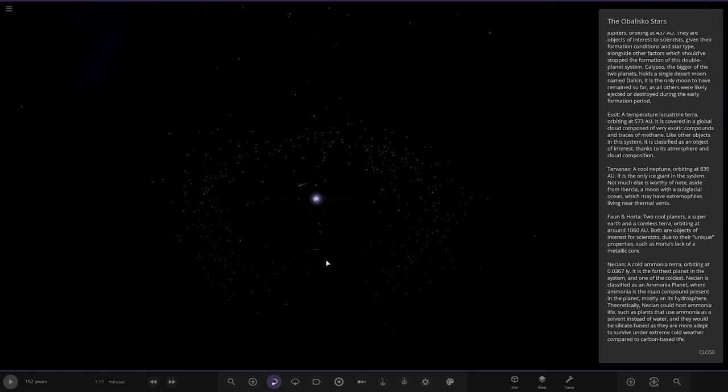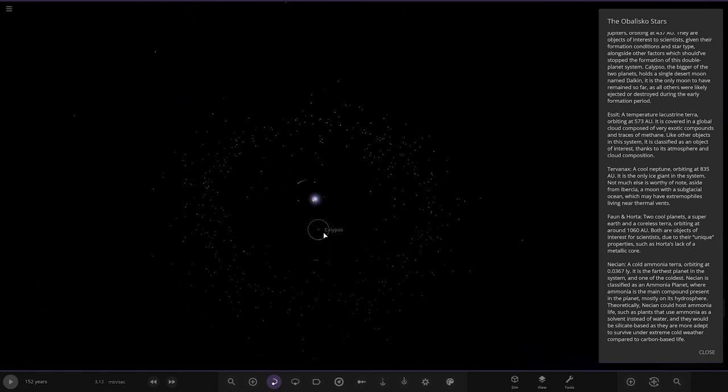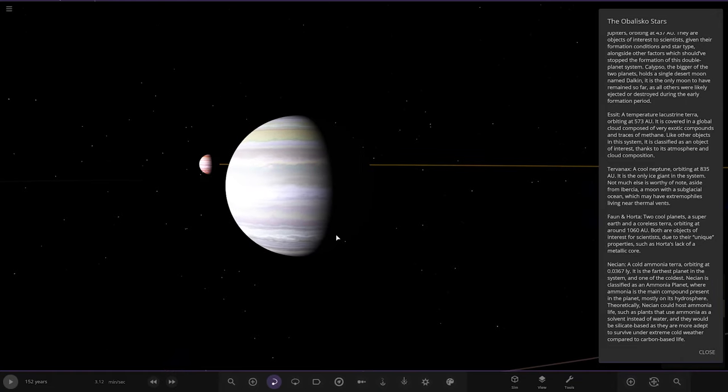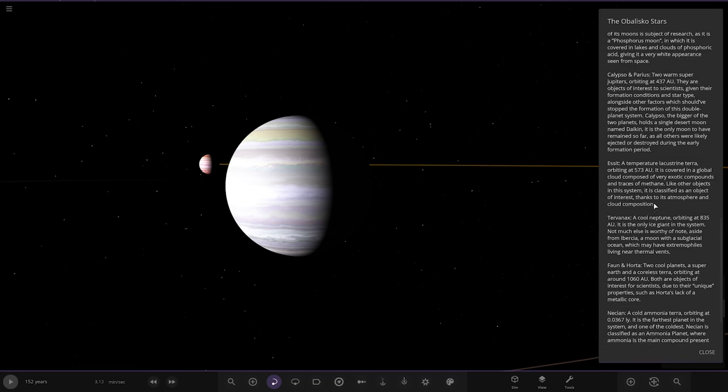So, moving on. There it is over here. Guessing it's a binary. It is. Two gas giants in close proximity. Two warm supertubes orbiting at 437 AU. They are objects of interest to scientists given their formation, conditions and star type, alongside other factors which should have stopped the formation of this double planet system.